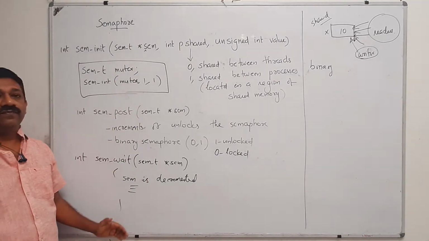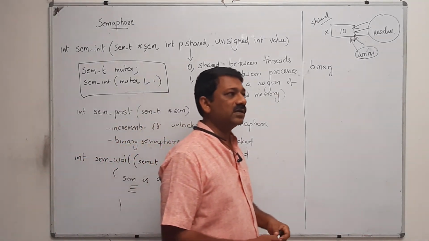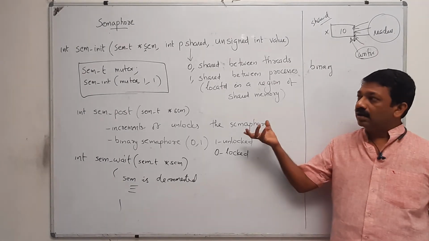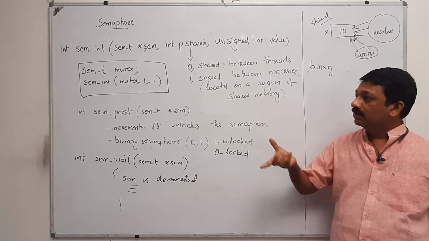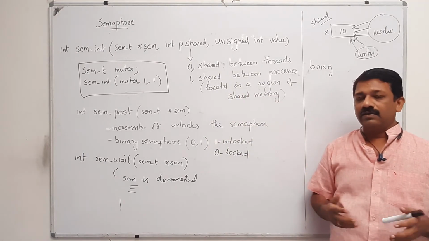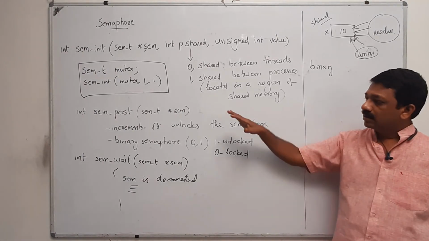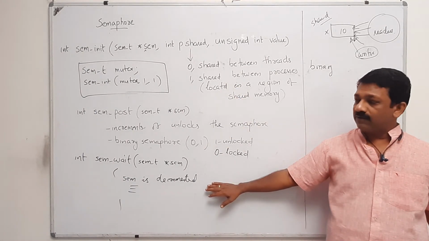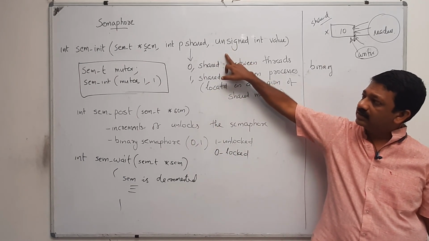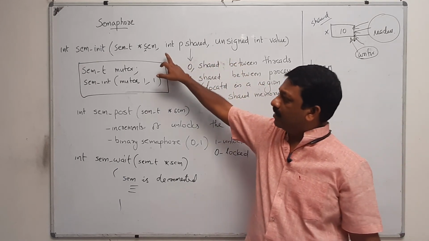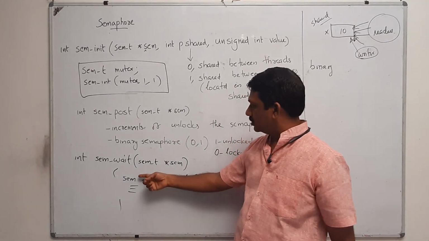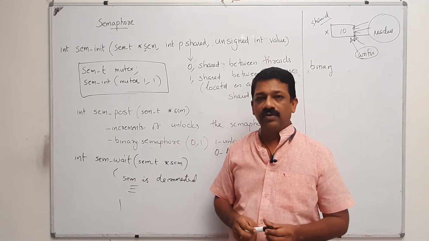So this is the concept of semaphore, and this concept is used in our examples 4 and 5. In examples 4 and 5, the concepts of semaphore and threads are used. Earlier we had a discussion on threads, and now this is the concept of semaphore, sem_post and sem_wait. This is for initializing the semaphore. Then sem_post is for unlocking it, and sem_wait is for locking it. Okay. Thank you.